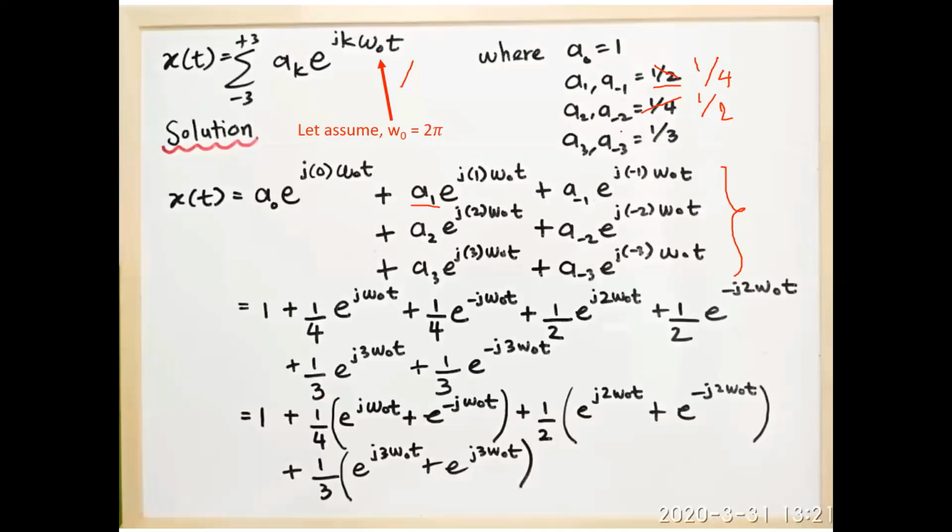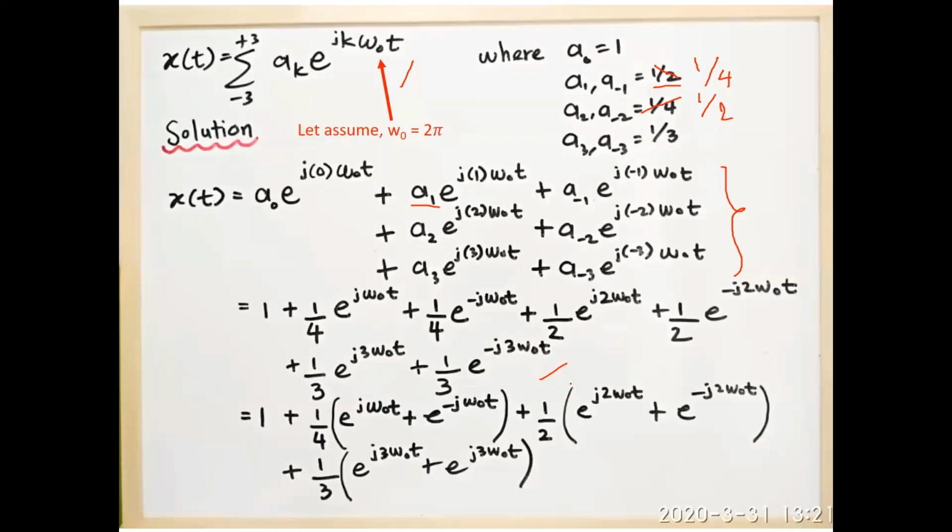So you have a_1 equal to 1 over 4 e^(jωt), plus a_-1, 1 over 4 e^(-jωt), plus the a_2 value, 1 over 2 e^(j2ω₀t), plus 1 over 2 e^(-j2ωt) for k equal to minus 2, plus the a_3 value, 1 over 3 e^(j3ωt), plus 1 over 3 e^(-j3ω₀t). Okay, so you get the idea.